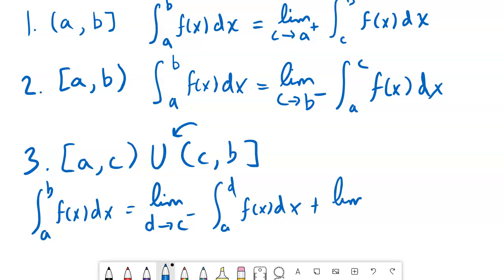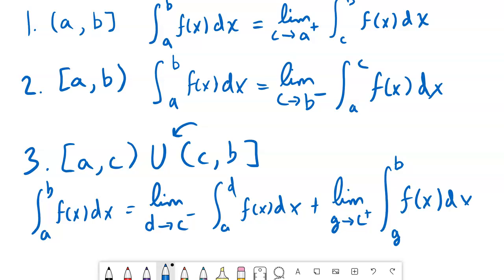Plus the limit, let me use a different variable. I probably don't want to use E because E is a number. F is the name of the function. Let's just use G. You can use any letter again. So now we want G to approach C from the positive direction of that same integral. Now it's from C, or G in this case, to B.